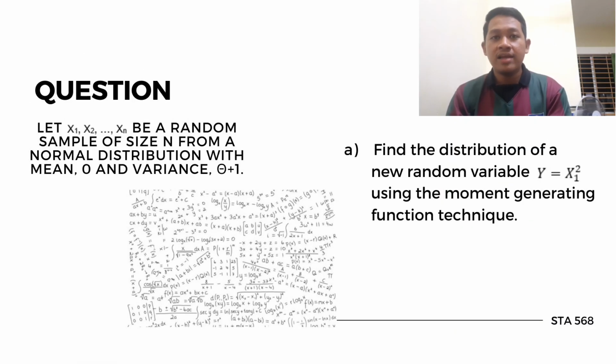Let x1, x2, until xn be a random sample of size n, where x is normally distributed with parameters mean 0 and variance theta plus 1. Question A is to find the distribution of the new random variable y equals x1 squared using the moment generating function technique.